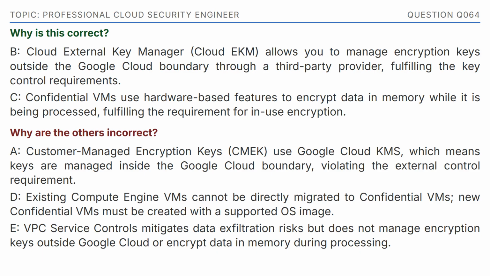A. Customer-managed encryption keys, CMEK, use Google Cloud KMS, which means keys are managed inside the Google Cloud boundary, violating the external control requirement. D. Existing Compute Engine VMs cannot be directly migrated to Confidential VMs. New Confidential VMs must be created with a supported OS image. E. VPC Service Controls mitigates data exfiltration risks but does not manage encryption keys outside Google Cloud or encrypt data in memory during processing.